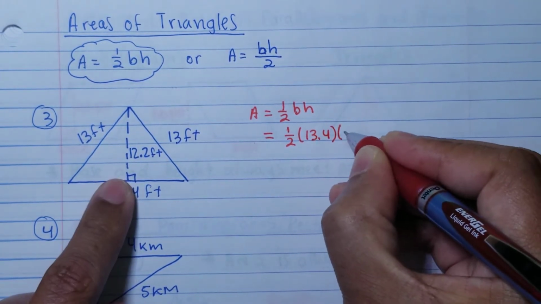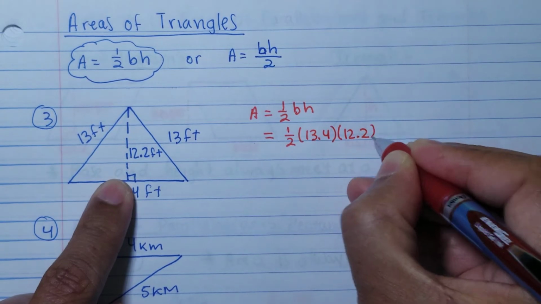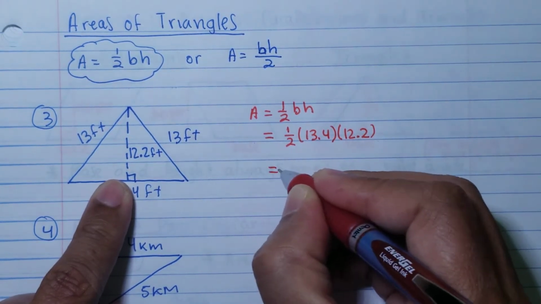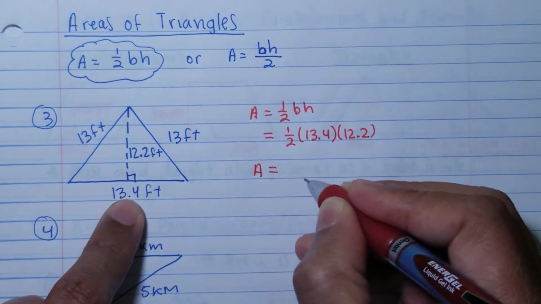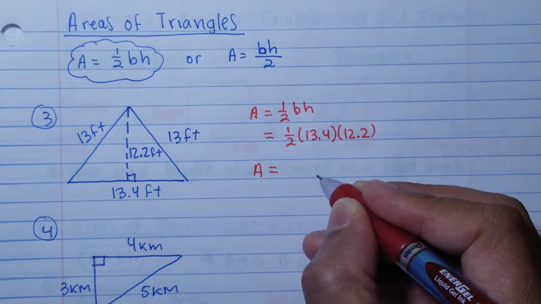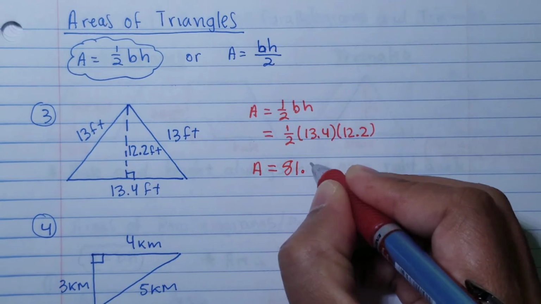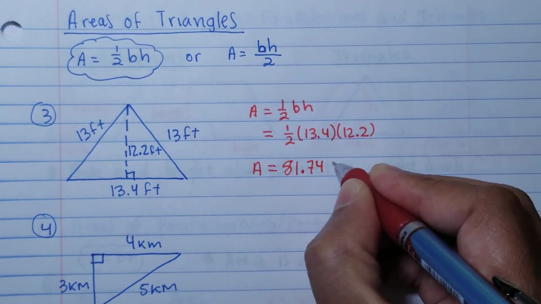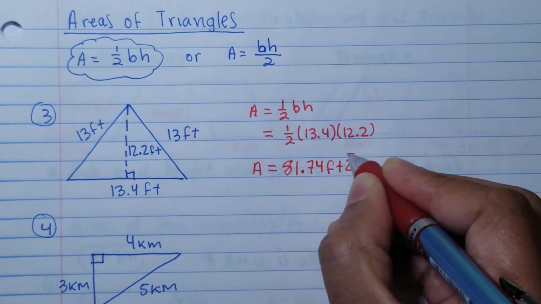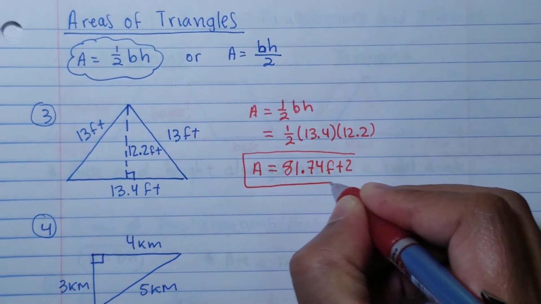So it's going to be 13.4 times 12.2. And when you enter this in your calculator, it should give you the following answer. So this is 81.74 feet squared.